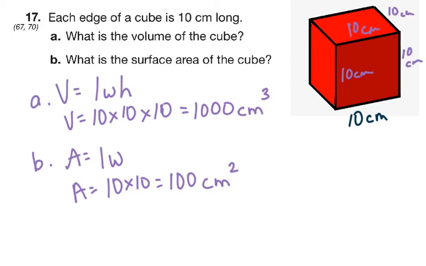There are how many sides of a cube? Good, 6. So we're going to multiply that times 6, and that's going to give you your final answer for B. Please write it down, pause the video, unpause it when you're done, and go to the next problem.